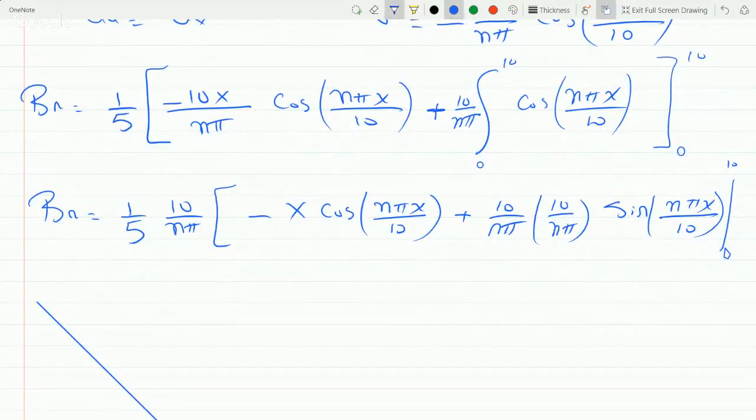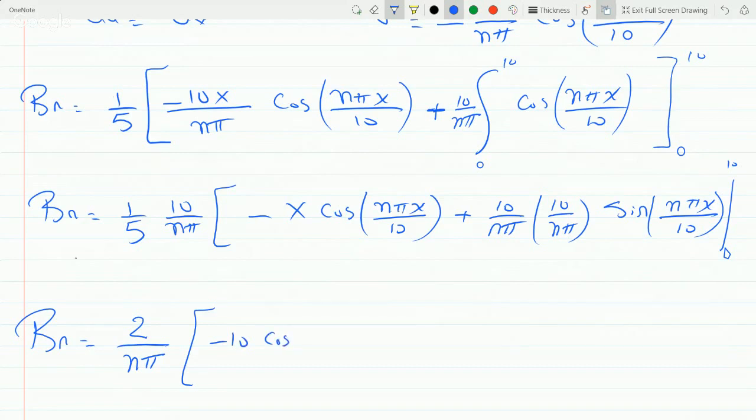So bn, this will become 10 over 5 is 2, so 2 over n pi. Plug in the upper bound and the lower bound, so 10 will be minus 10 cosine. If you plug in 10 here, you will get n pi plus 10 over n pi squared. If you plug in 10, you will get sine n pi. Sine n pi is 0 because that's multiples of pi. Okay, minus, done with this.